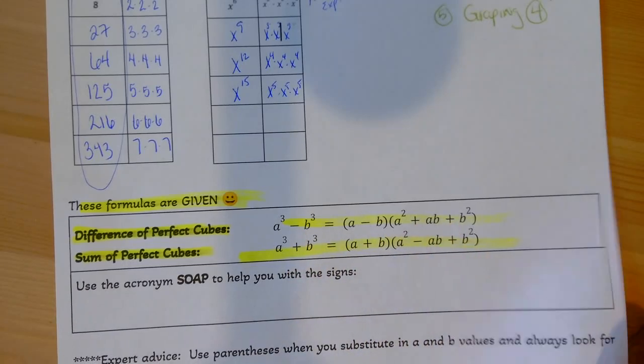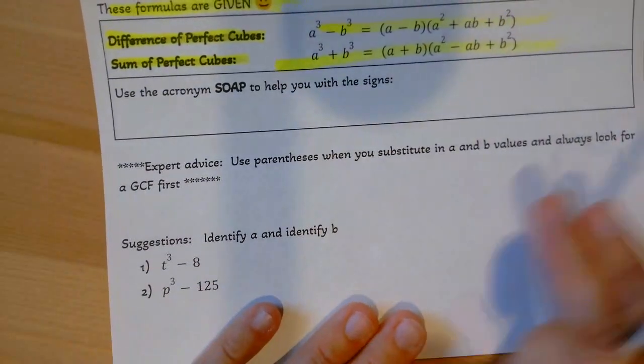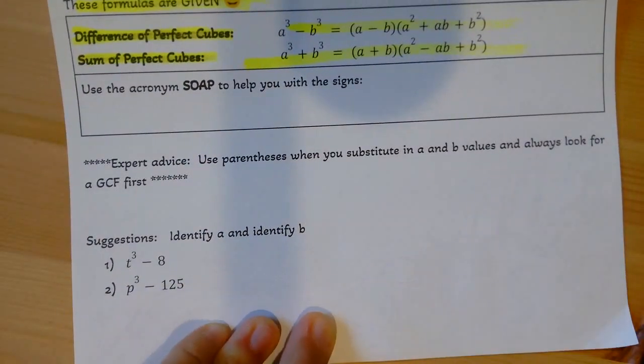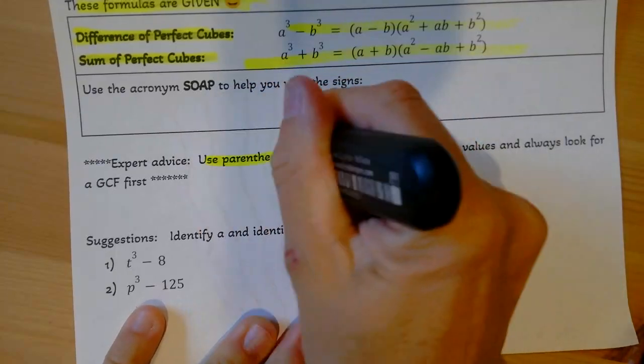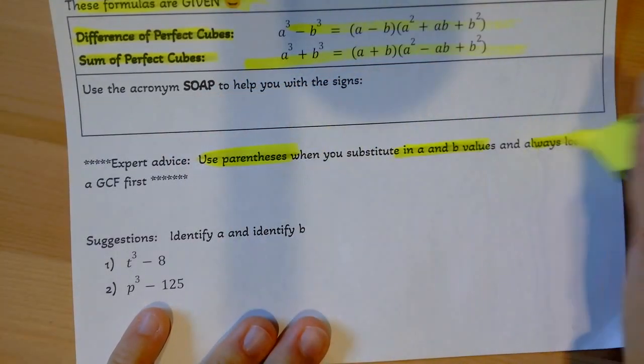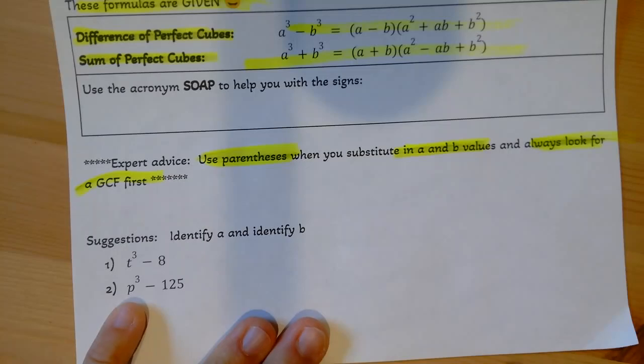How nice is that? Now, I do have some expert advice. I have done this for a long time, and here's what I think is the easiest. Use parentheses when substituting in A and B values, and always, always look for that GCF first. That will make your life easy.